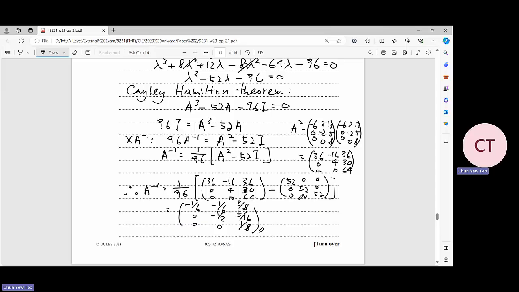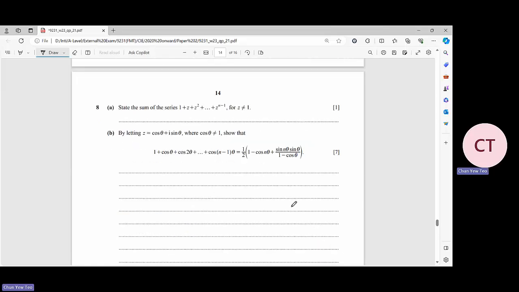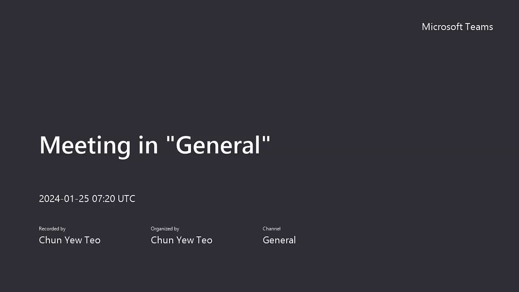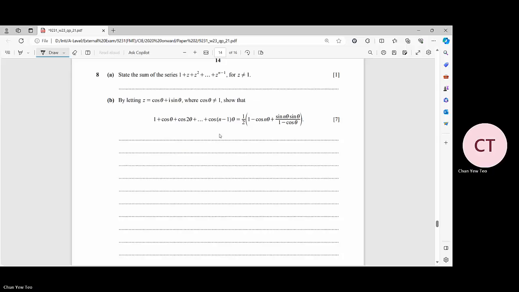Then move on. So I'll move on to question number 8. Now we take a look at question number 8. Complex number, part A. State the sum of the series 1 plus z plus z squared plus until z to the power of n minus 1.